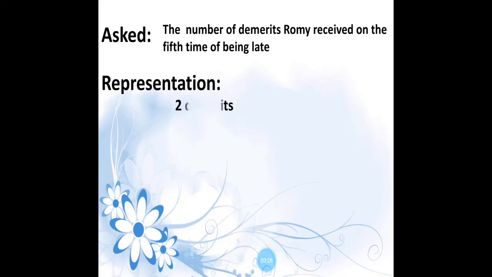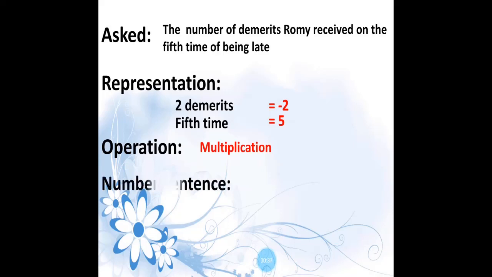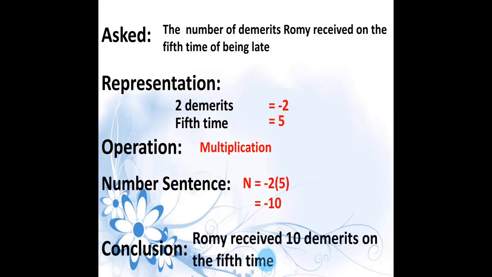Next, for the representation, we have 2 demerits. So that's negative 2. 5th time, that is 5. So the operation to be used will be multiplication. So the number sentence is n equals negative 2 times 5. So therefore, that is negative 10. So for the conclusion, Romy received 10 demerits on the 5th time.